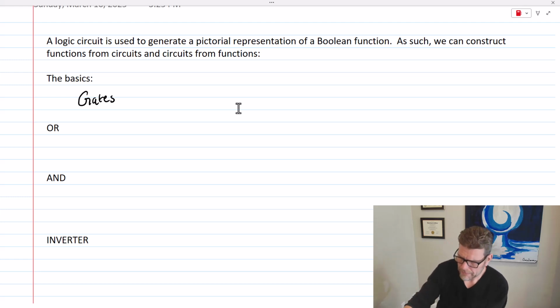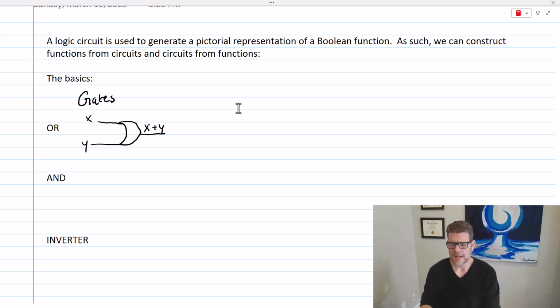The first one, OR, is going to be equivalent to addition, which makes sense because in logic, OR and in Boolean operations, addition are equivalent operations. So if we have X and we have Y as our variables, and we utilize this OR, which kind of looks like an arrow, we're going to get X plus Y.